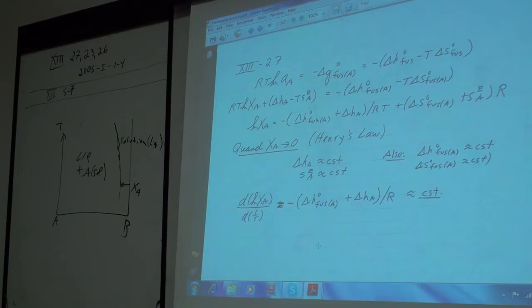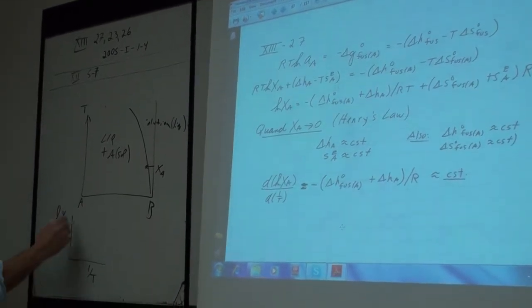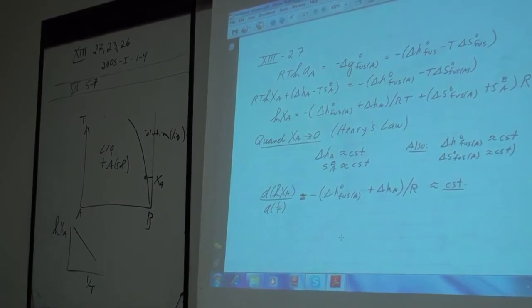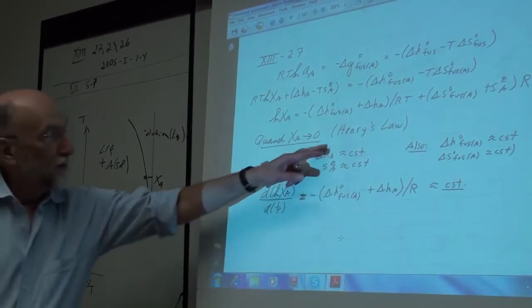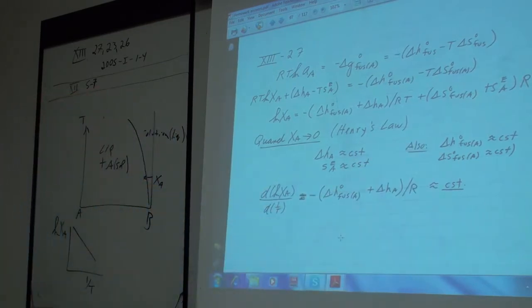If you plot the liquidus as mole fraction versus temperature, you get a very strong curve. If you look at liquidus lines, they come down very steeply here. But if you replot this in terms of log XA versus 1 over T, then you get almost a straight line. Not quite, of course, because Henry's law isn't exact and the heats and entropy of fusion are not exact either, but it's pretty close to a straight line. And this is very important.